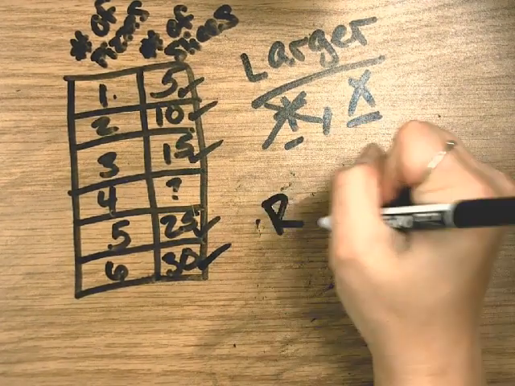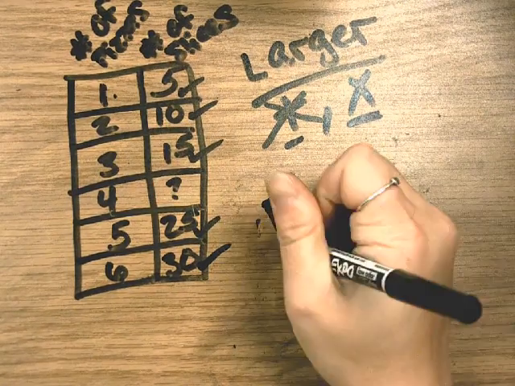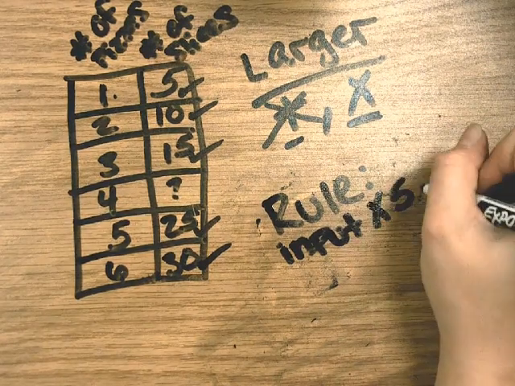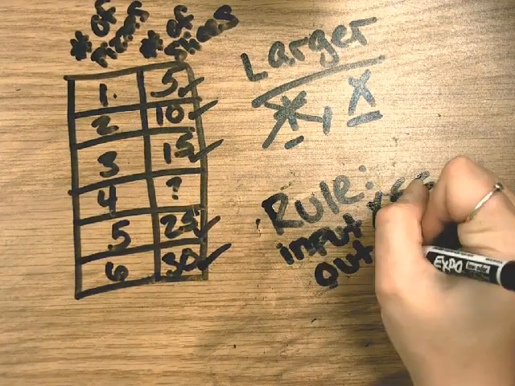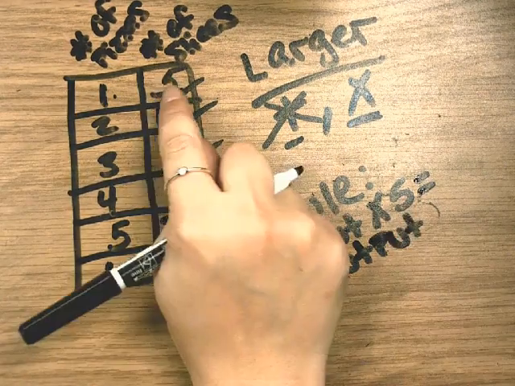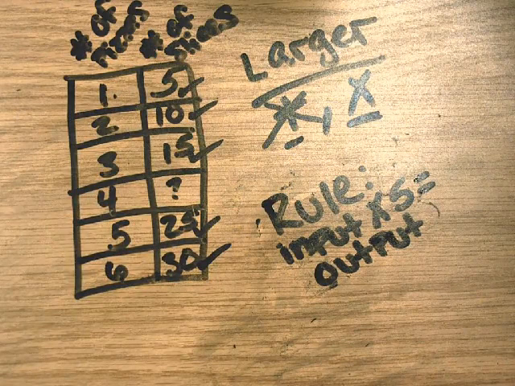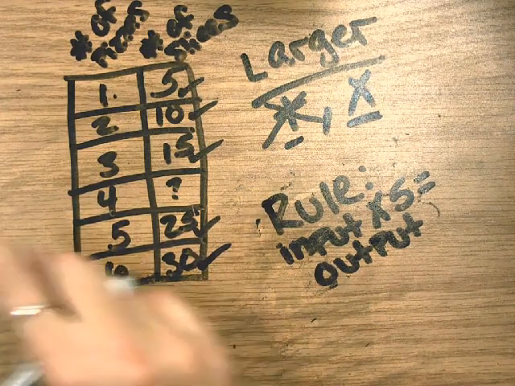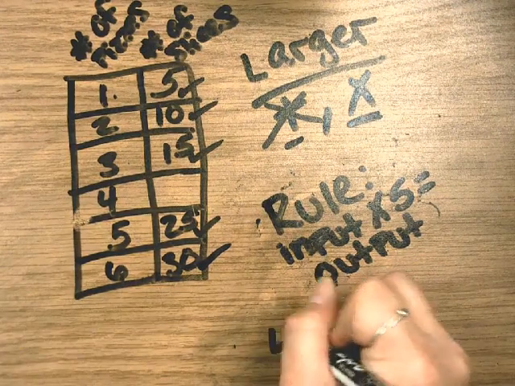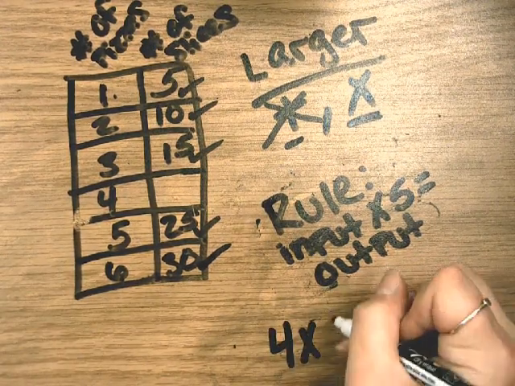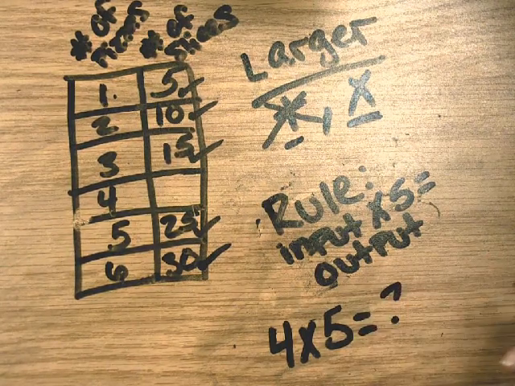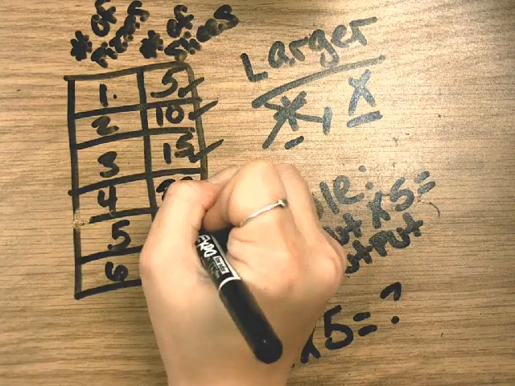We would say that our rule is input times 5 equals the output. So our input of 1 times our rule of 5 equals our output of 5. So 1 times 5 equals 5. So now for this unknown one, we would take our input of 4 times what we know the rule is now, so times 5 equals what to figure out our output? Well, 4 times 5 equals 20. So our unknown output was 20.